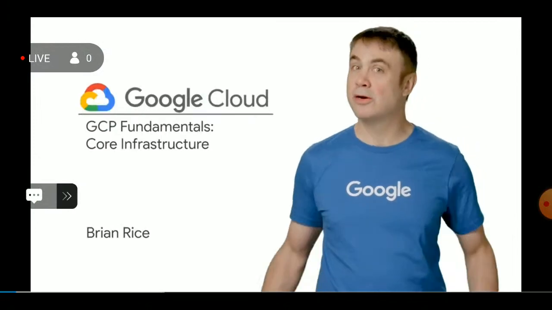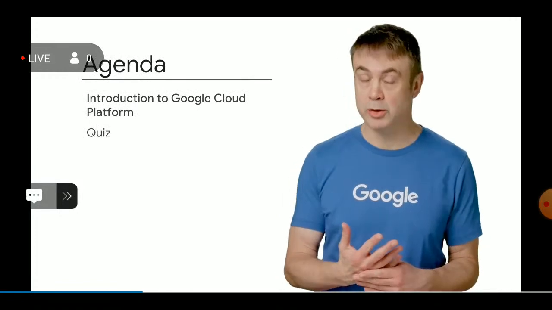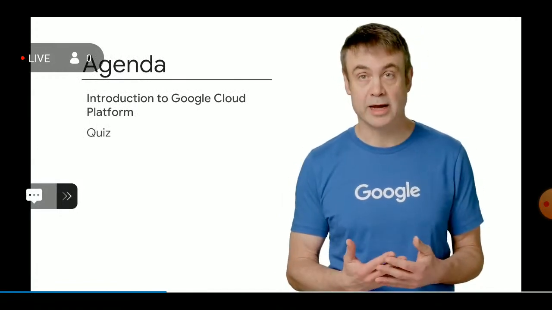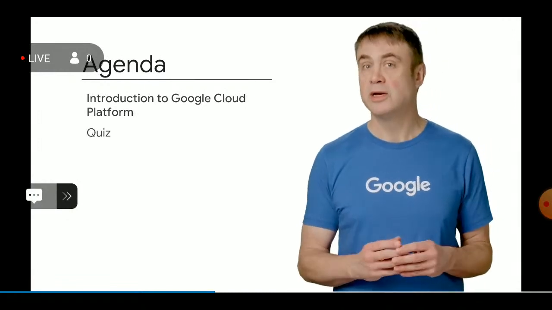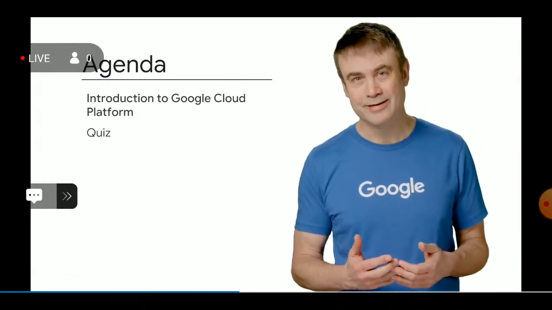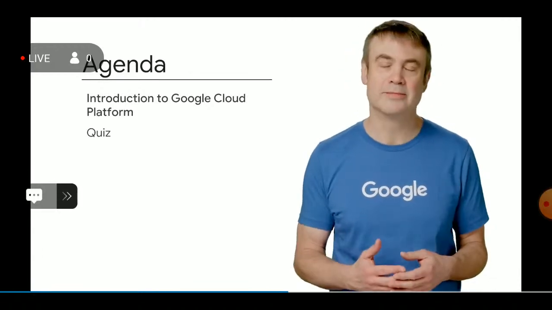Hi, I'm Brian Rice from the Google Cloud Training Team. In this course, my colleagues and I are going to introduce you to Google Cloud Platform. GCP offers four main kinds of services: compute, storage, big data, and machine learning. This course focuses mostly on the first two, together with the topic of networking. After all, you can't use resources in the cloud without cloud networking.